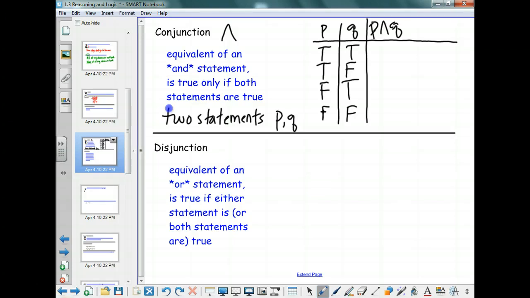And this is a conjunction, which we said just a moment ago means that the only way that the and statement is true is when what happens? They are both true. So that first line on the top, where they are both true, if they are both true, then the and statement that joins them is a true statement. Otherwise, it's false. So all other lines of this are false statements.